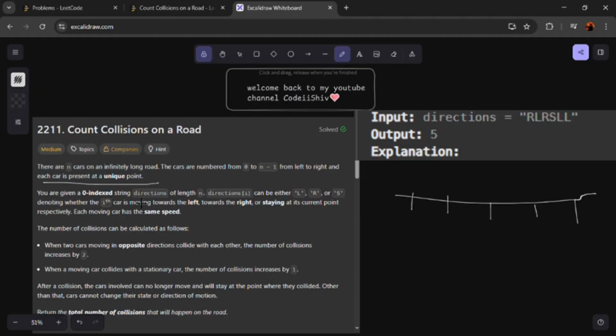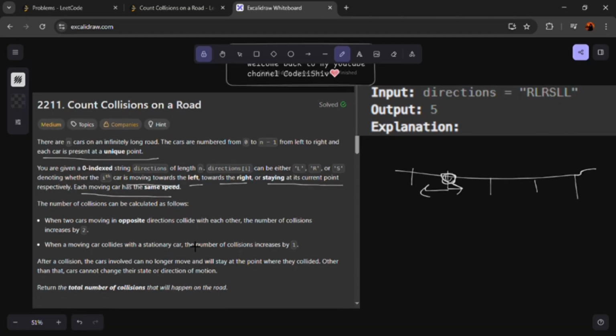You are given a zero-indexed string directions of length n. Directions[i] can be either L, R or S, denoting whether the ith car is moving towards the left, towards the right, or staying at its current point respectively. Each moving car has the same speed. So the question says that the car can move left or right or can stay at the position where it currently is. Either it will stay where it is standing, or it will go left, or it will go right.